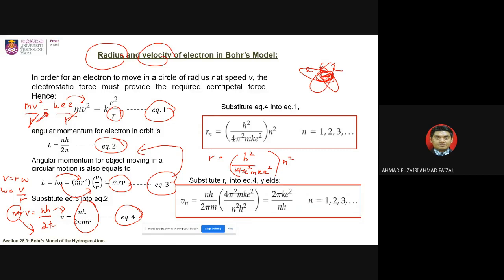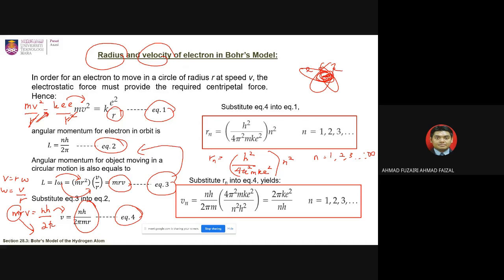Remember, h is the Planck's constant, m is the mass of the electron, k is 8.99 times 10 to the power of 9, while e is the magnitude of the charge of the electron, times the number of the orbit. Number n is the number of the orbit, starting from n equals 1, 2, 3 until infinity.